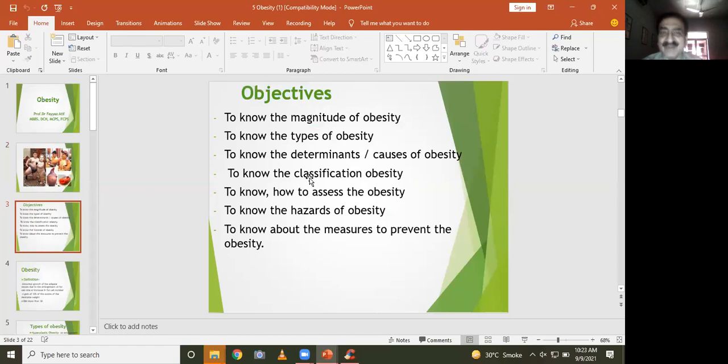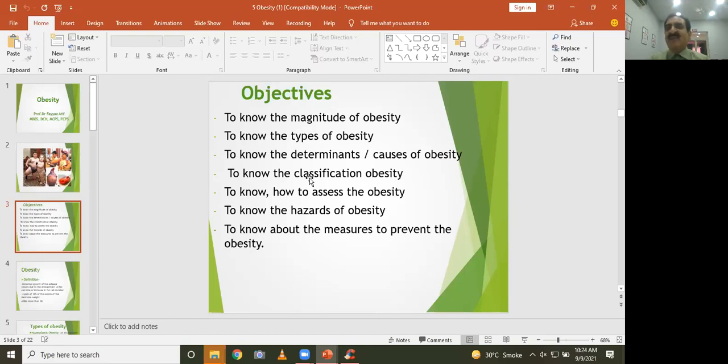Like many other diseases, obesity is of different types. Then what are the causes or determinants of obesity? And then we classify obesity based upon the age and height of the person. It is like malnutrition: first degree, second degree, third degree malnutrition; or hypertension: mild, moderate, severe. Similarly, a few people are less obese as compared to other people. So I'll let you know how you classify obesity, and how we can assess that this person is obese and this person is not.